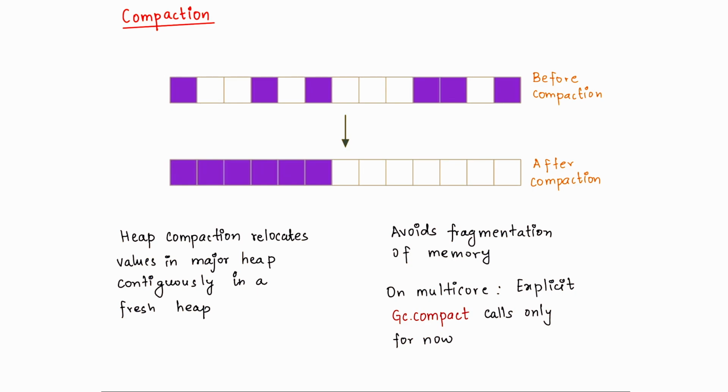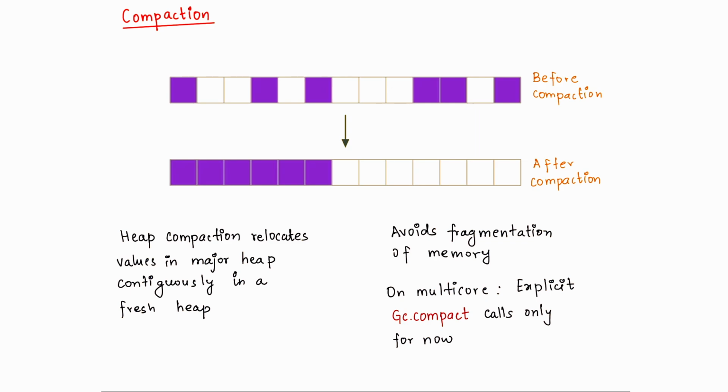We have another nice thing on the major heap, which is compaction. As we can see from how the major collection works, all the garbage objects are dubbed as free once the major cycle is over. So we have free holes in between in the major heap.